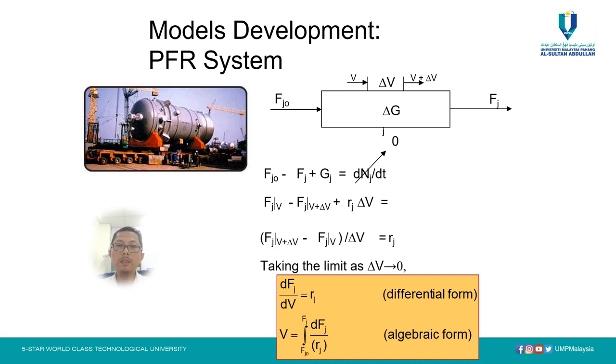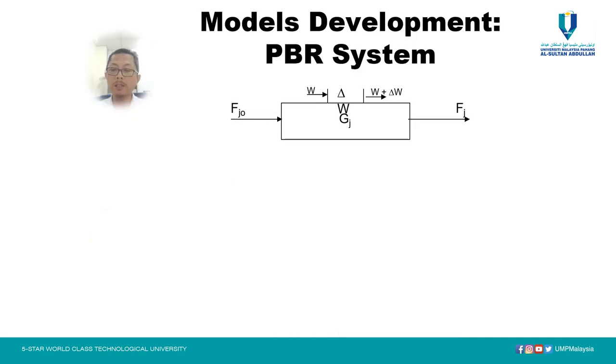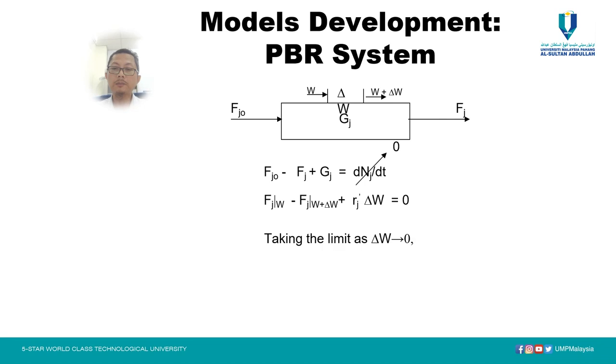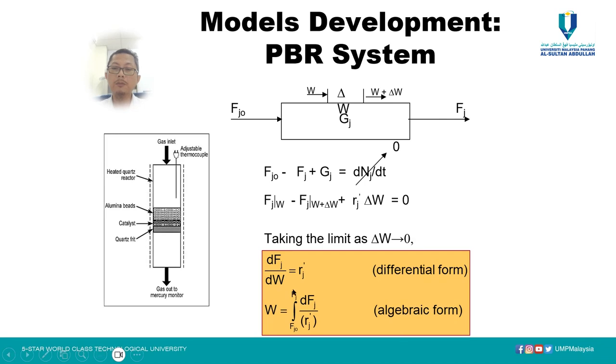Similarly for the PBR, we just substitute V with W, which is the weight of catalyst, and the rate will have a prime symbol here to differentiate between non-catalytic reaction and catalytic reaction. So this is the equation, more or less similar to the one for the PFR. The difference is only the weight of catalyst and the rate symbol.